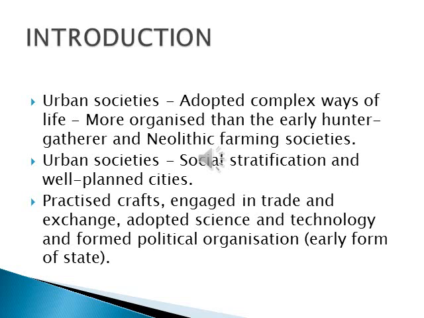Then, urban society had social stratification and well-planned cities. So what do you mean by stratification? Division of something into different layers or groups. So urban society has different groups and well-planned cities. If you take rural society, they have only two groups, either hunter-gatherer or agriculturalist. But in urban society, there are a lot of social divisions.